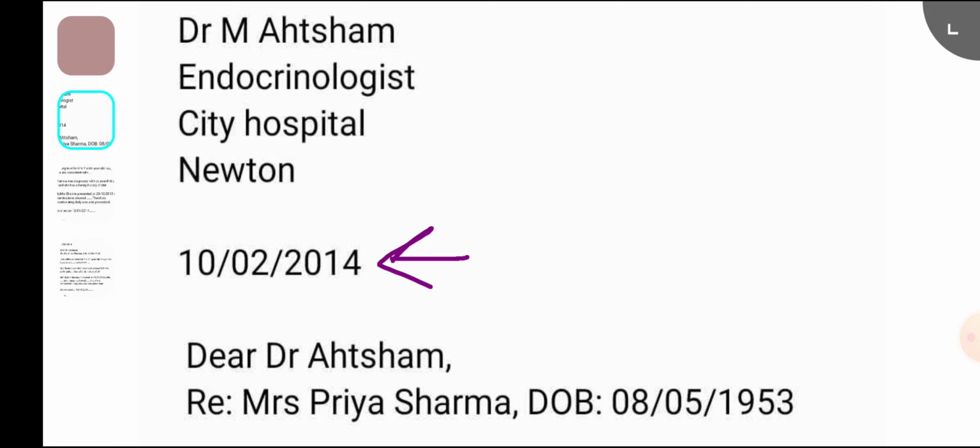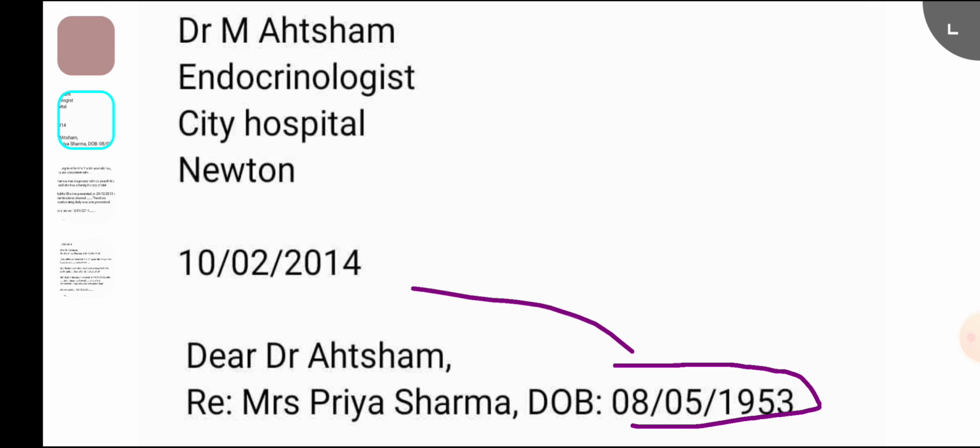Then you leave a space here, and now you write Dear Doctor and always write the second name only. There's no need to write the full name here, and here comes your first comma. You need to put it over here, and then you write Re: Mrs. Priya Sharma, like what's the name of the patient. Then you put a little comma here, and then you write the date of birth exactly. And if you see here, I have kept it similar to that.